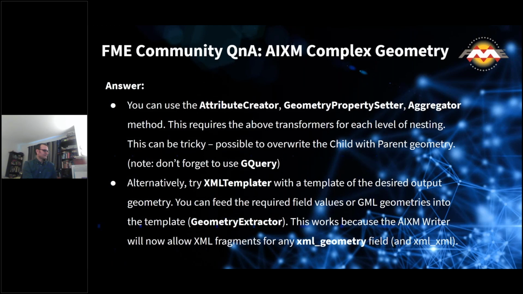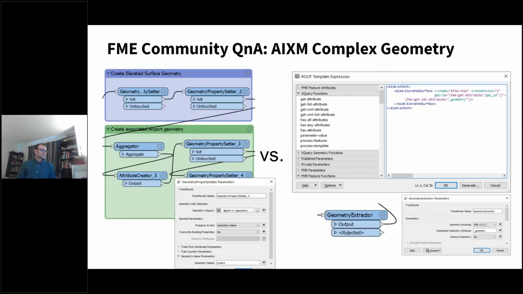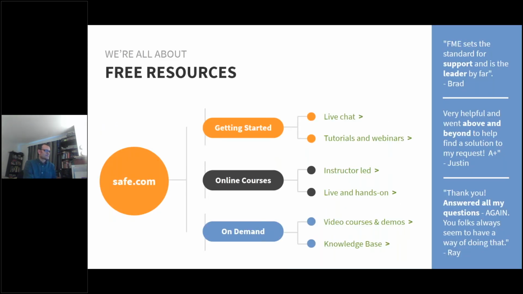And the other one was about how to write complex geometry, and I just wanted to highlight this. You can use the transformer sequence of AttributeCreator, GeometryPropertySetter, and Aggregator for each level of the geometry that you're creating, or you could just define the whole thing as one XML template for the GML. So you have that flexibility of doing it either way. Any of the fields that are called XML or XML_geometry, you can write XML fragments to, or any parent field you can. So that's pretty much it.